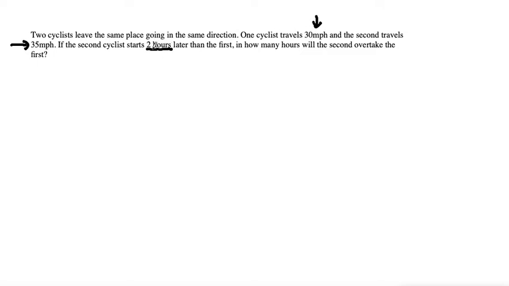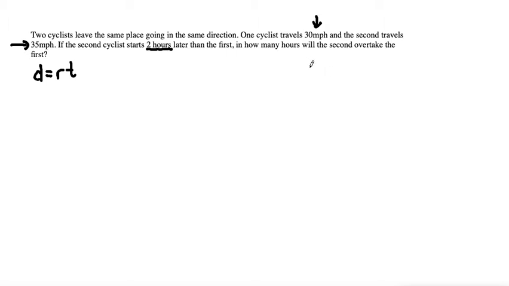Okay, so when we have a problem that deals with how fast something is traveling and the amount of time it takes, we're usually going to use a formula that's distance is equal to rate times time. And when you have two different objects moving, we're probably going to use this equation twice. But the question is asking us, in how many hours will the second overtake the first?